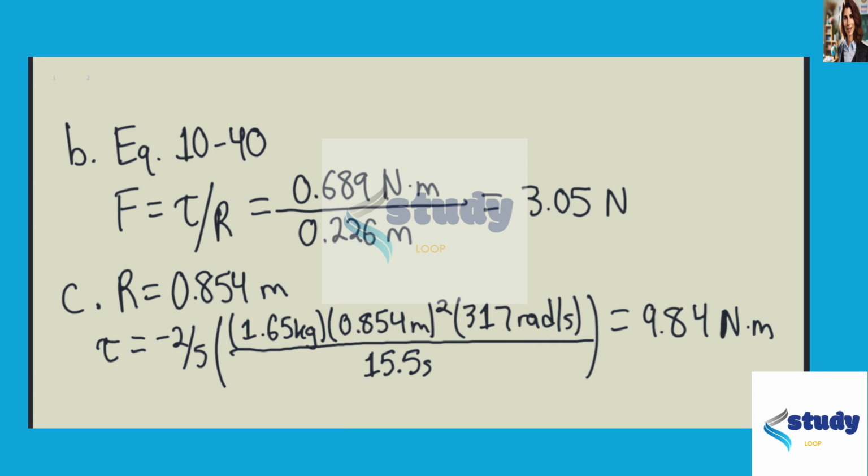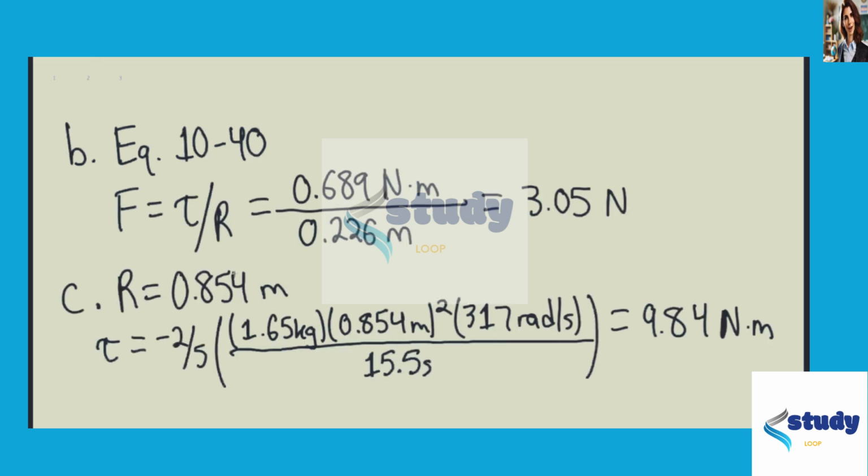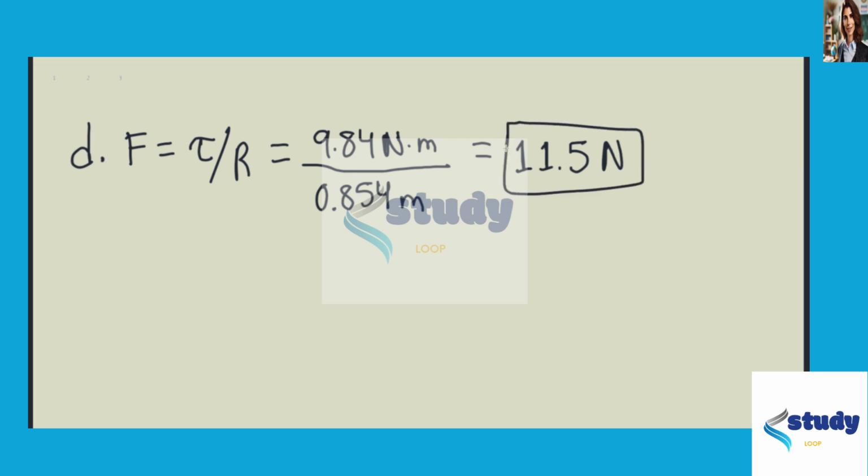And then for part D, we're using equation 10.40 again. So part D would be that the force would be equal to the torque divided by the radius. In this case, it would be the torque that we found, 9.84 Newton meters, divided by our radius of 0.854 meters. This is giving us approximately 11.5 newtons. This would be our answer for part D.